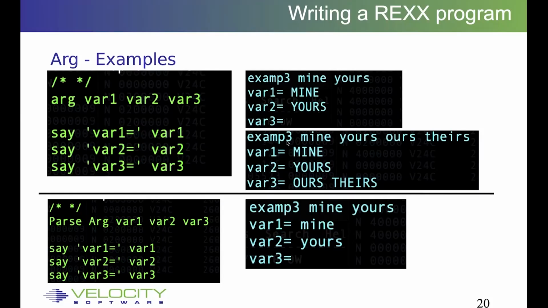In the next example, I'm passing 4 arguments. The first 2 work as before, but the third one contains the remainder of the argument string because there was no 4th argument assigned, so it's going to contain everything else. On the bottom, we have an example of parse arg. It works very similarly, except that what is passed to the program has the case maintained.